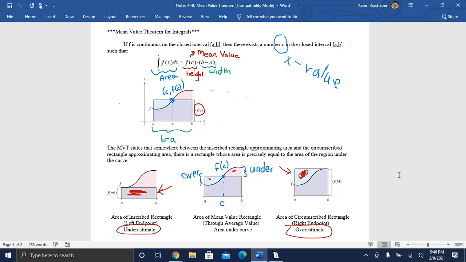So if we can find that mean value of the function, then we have found that point through which we could find the actual area under the curve. I'm going to go through a couple of examples that illustrate how to find the mean value of the function.